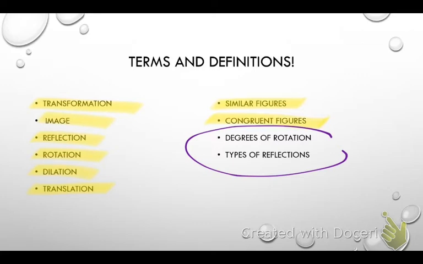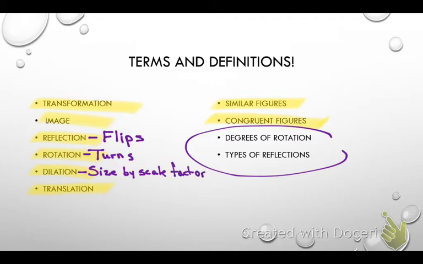Does anybody know where you can find the definitions? In the back of the book. But I'm going to go ahead and give you a couple that are pretty easy. Keywords: flips, turns, changes in size by a scale factor, okay, and translation, what's my keyword? Slides, okay, so I just gave you 4 right there.